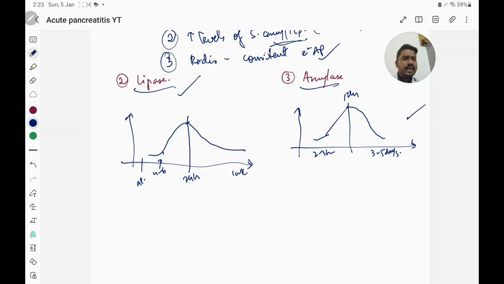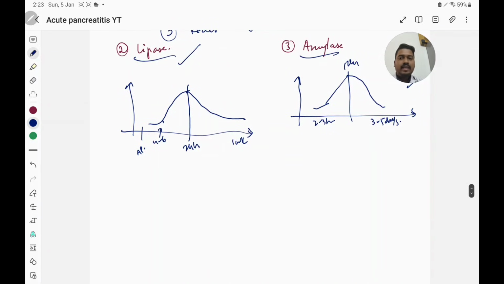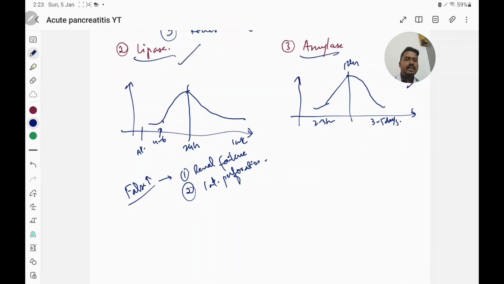Now, is there any other condition where lipase can increase? Yes, there are two important conditions where lipase can be falsely increased. Okay, false increase in lipase. One is renal failure. That is because lipase is excreted through the kidney. So if the kidney doesn't excrete, then in renal failure lipase can be increased. Second is intestinal perforation. That is because during intestinal perforation there can be leakage of lipase enzyme that will cause increased lipase levels in blood.